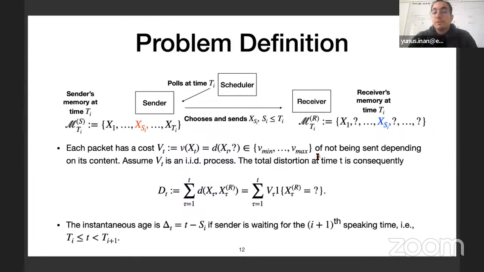So now the total distortion at time t in our setting is given by this quantity, D_t. To summarize, this is basically the sum of the costs of packets of data that have not yet been observed by the receiver, and this indicator function indicates that. But here's an important remark: actually, these question marks can change at a later time. So this quantity is not actually a stochastic process. That's an important observation. And the instantaneous age, Delta_t, is given by t minus S_i, basically the current time minus the timestamp of the freshest packet that the receiver has.